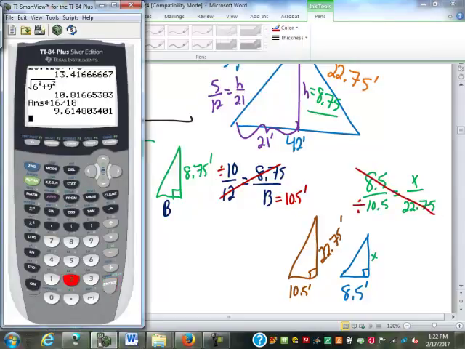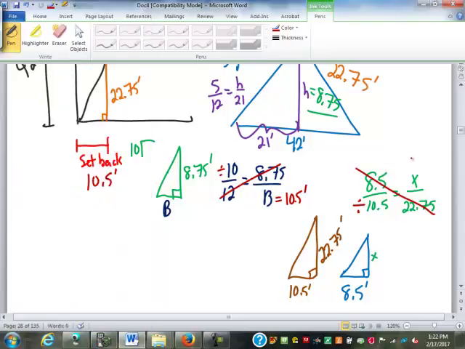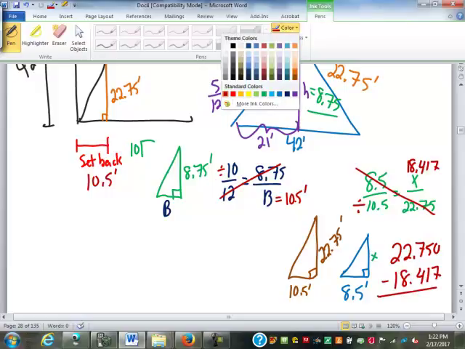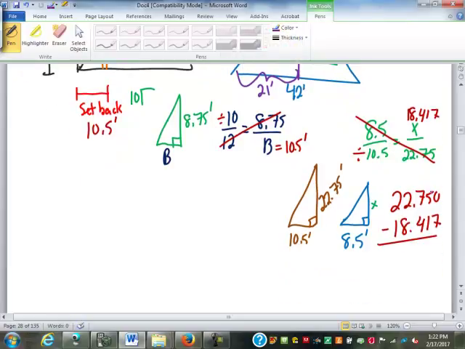So 22.75 times 8.5 divided by 10.5. 18.417. So we've got 22.75. We're going to put a 0 on the end of that. Minus 18.417. 4.333. So 4 feet 4 inches basically.